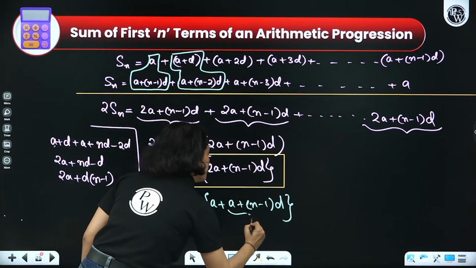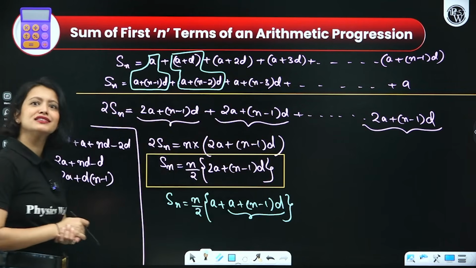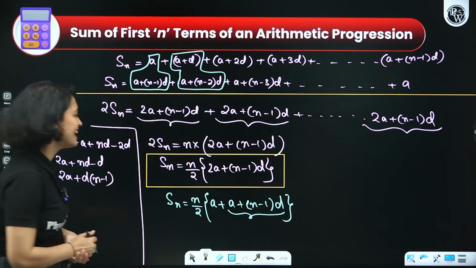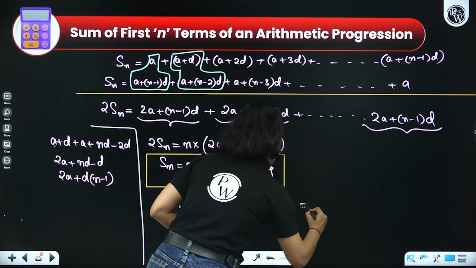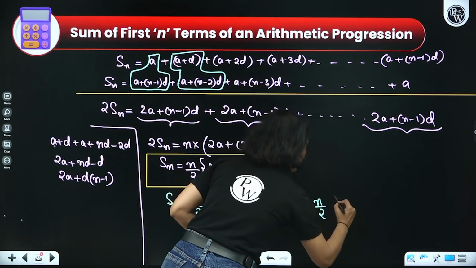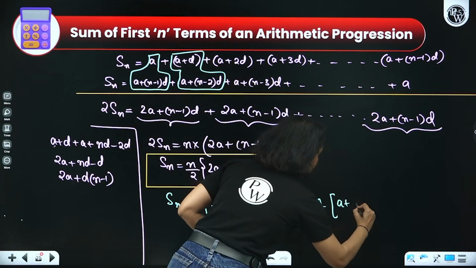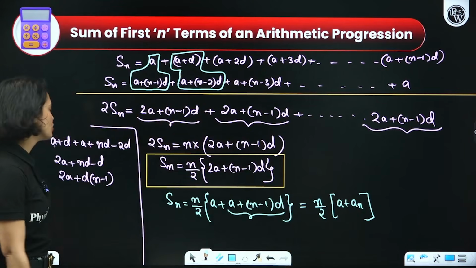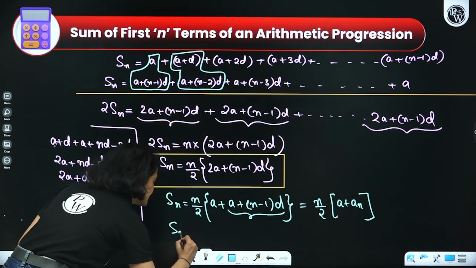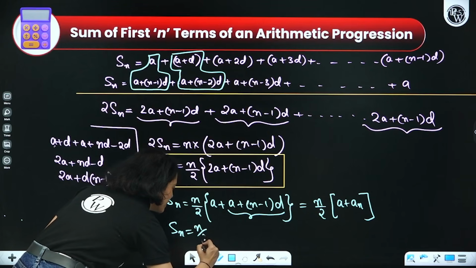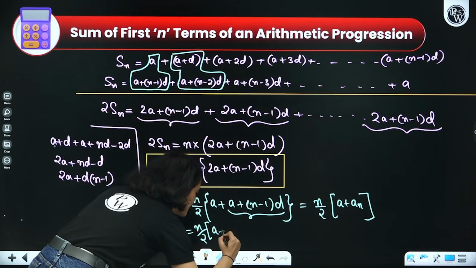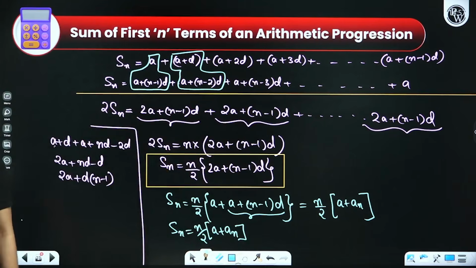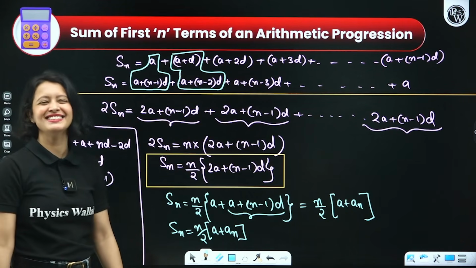Now, a plus n minus 1 d is what? This is the formula for the nth term of an AP, right? So here I can rewrite it like this: n by 2, a plus a. So basically what I am trying to say is Sn can be written as n by 2, a plus an, like this. Easy peasy, lemon squeezy, right?